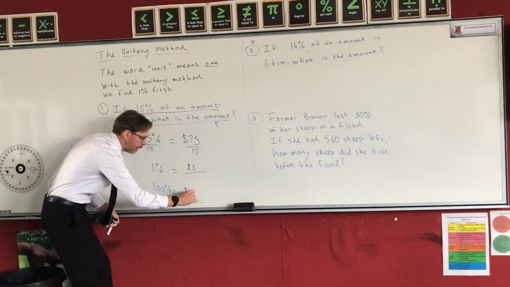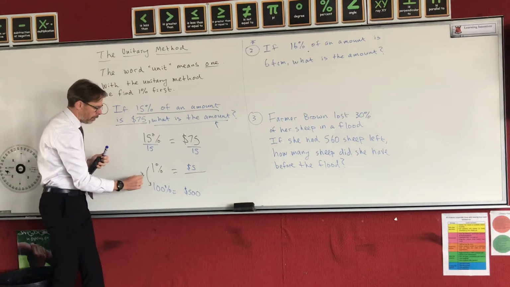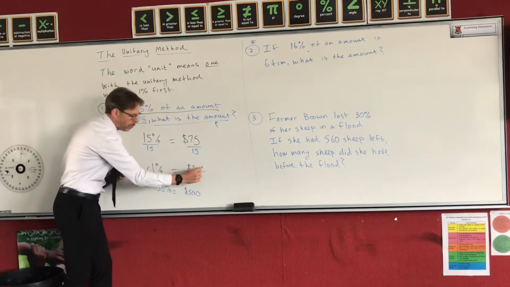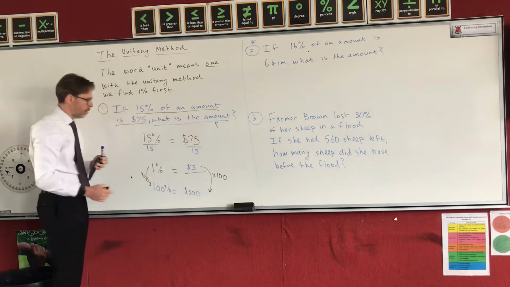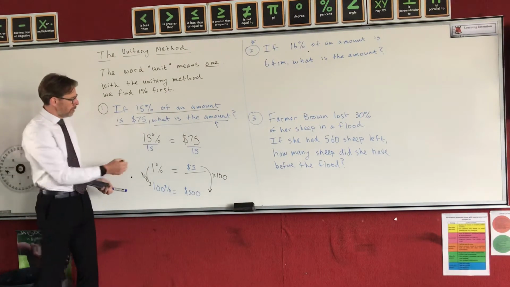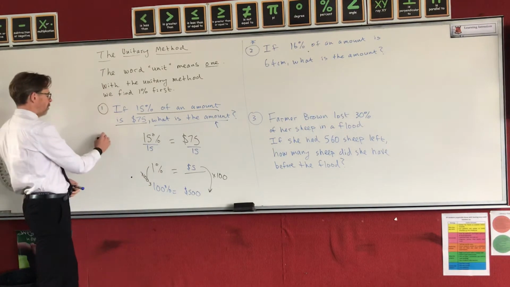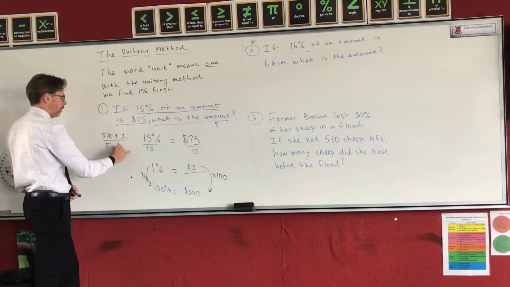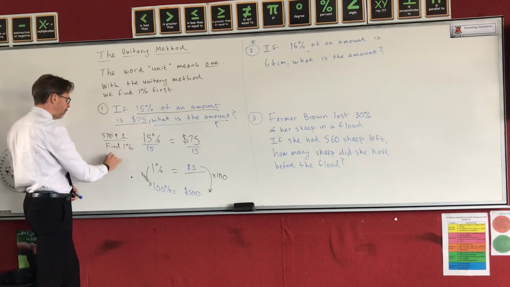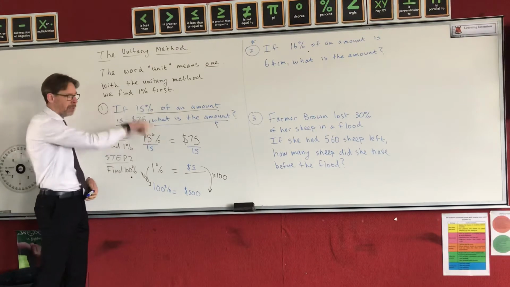Be $500. Now, to go from 1% to 100%, I'm timesing by 100, which means to go from $5 to 500, I'm also timesing by 100. I've got to do the same thing to both sides. Okay? So step 1, find 1%. Step 2, find 100%. Okay, so step 1, find 1%, and then step 2, find 100%.